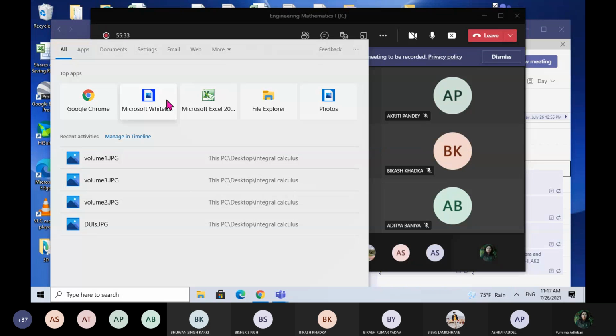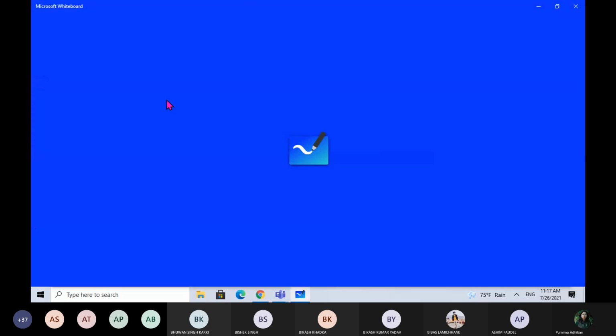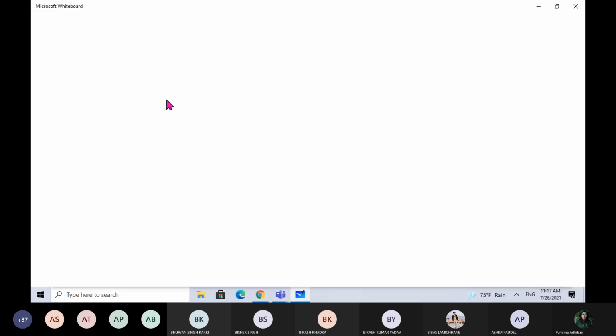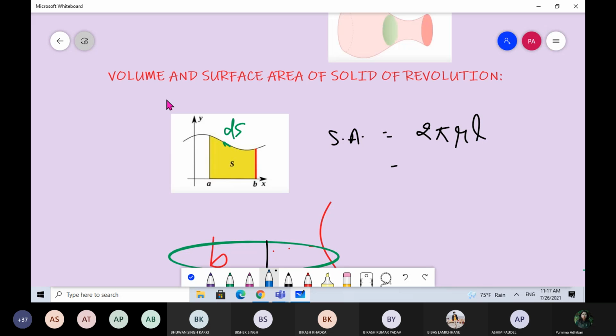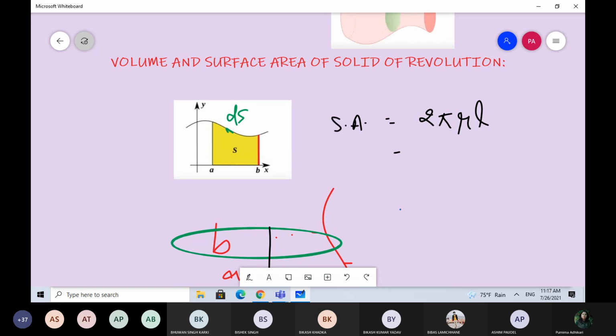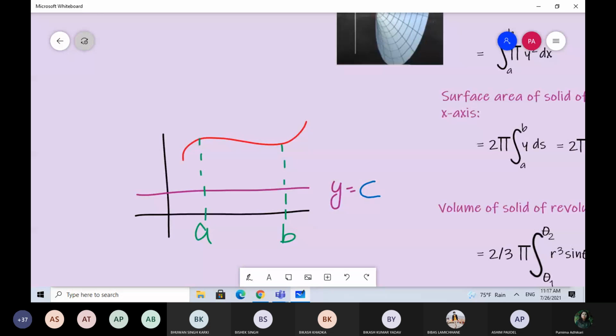Now just imagine that your rotation is not about the x-axis. If it is about any line which is parallel to the x-axis, let's say y equals c. Let me show you a graph for that. Can you tell me what will be your volume in that case? Let me show you its graph. This one. We are talking about this situation.